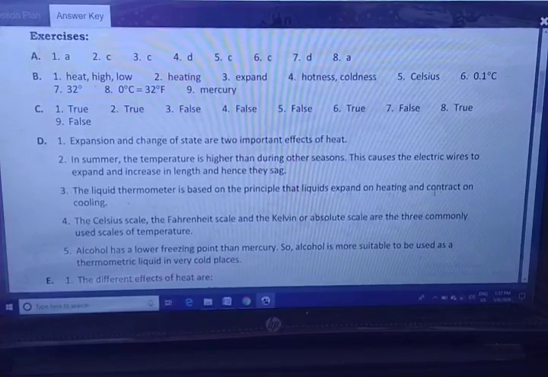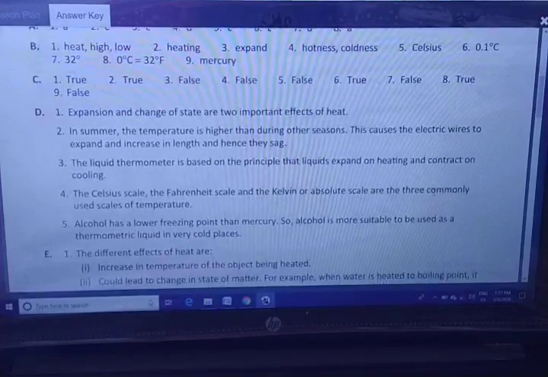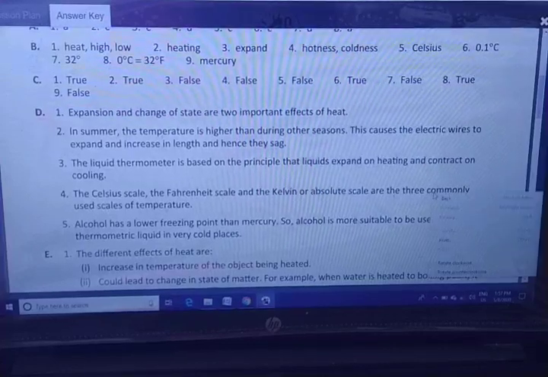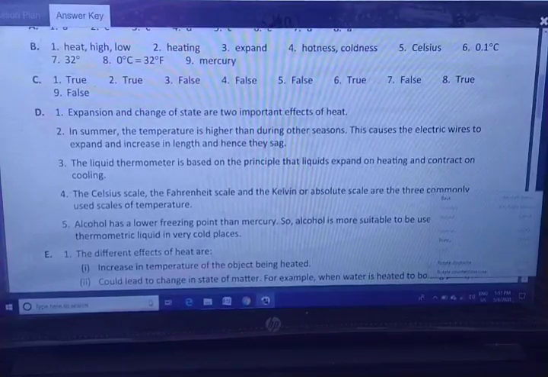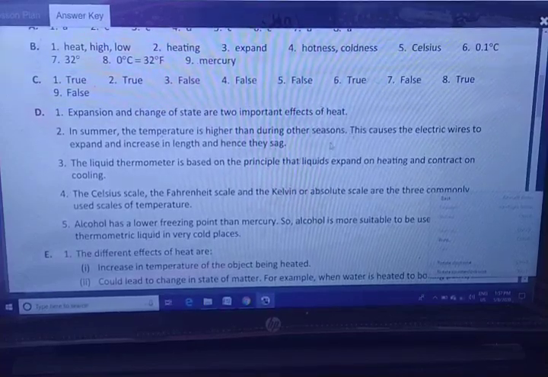First short question was, give 2 important effects of heat. You can see here, give 2 important effects of heat. Expansion and change of states are the 2 important effects of heat.